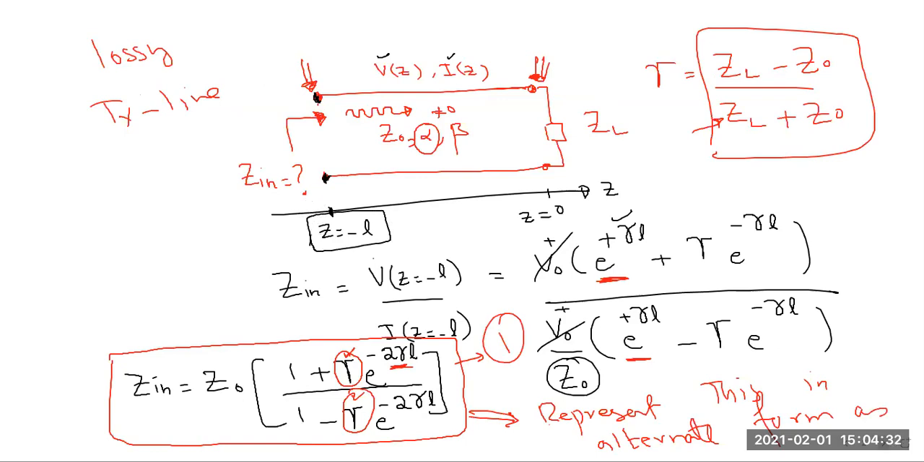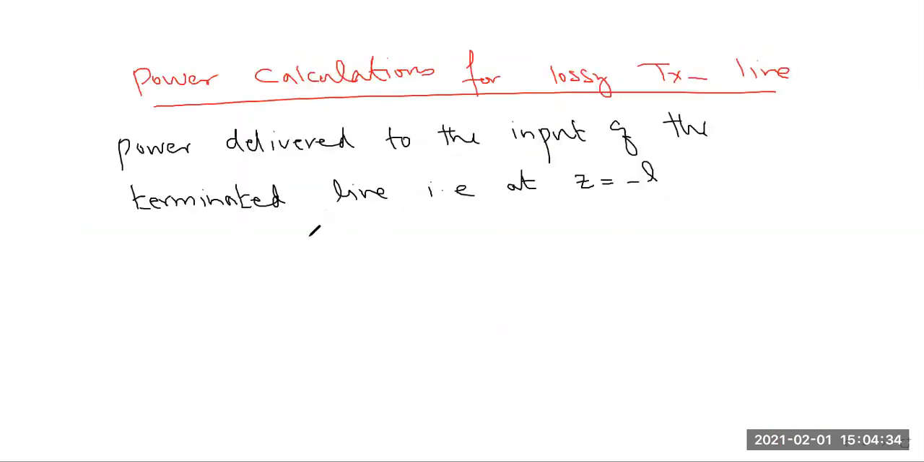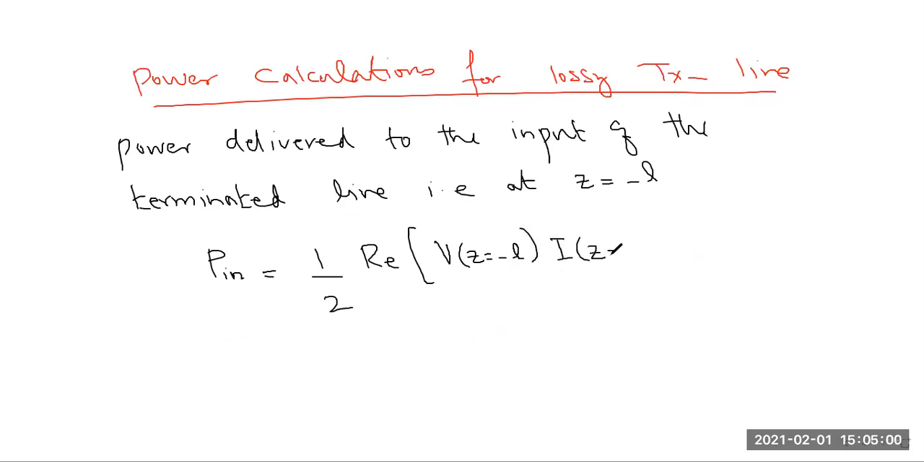So I can make use of the general expression of power. Let me use this symbol for input power, Pin. Pin is equal to 1 by 2 real part of the voltage at input, that is the voltage at Z equal to minus L, multiplied by the current at that point, that is at Z equal to minus L, and we have to take the conjugate of the current.